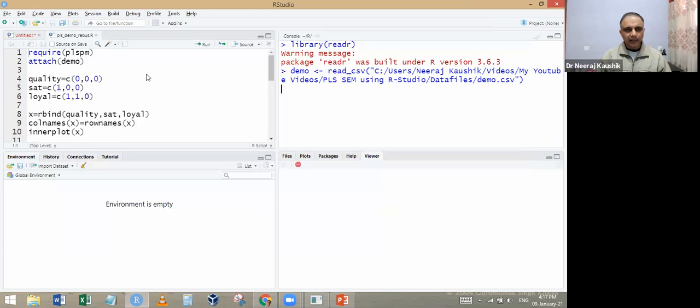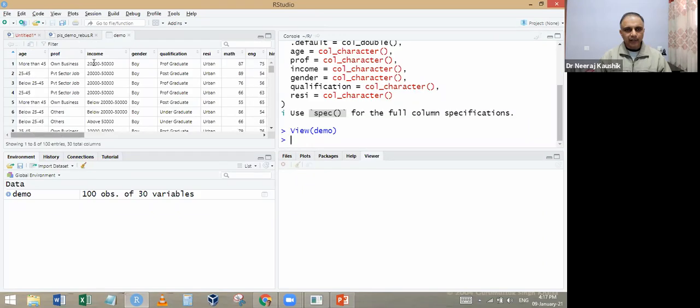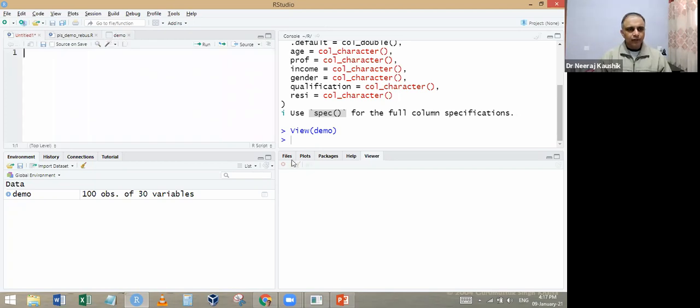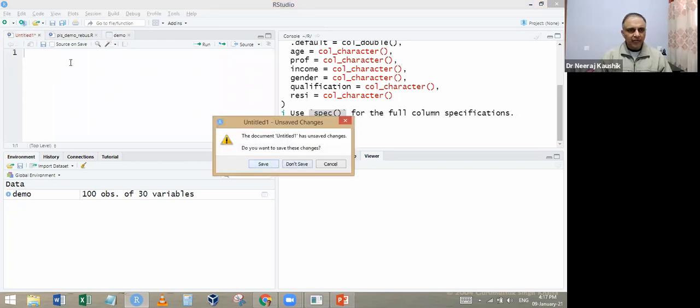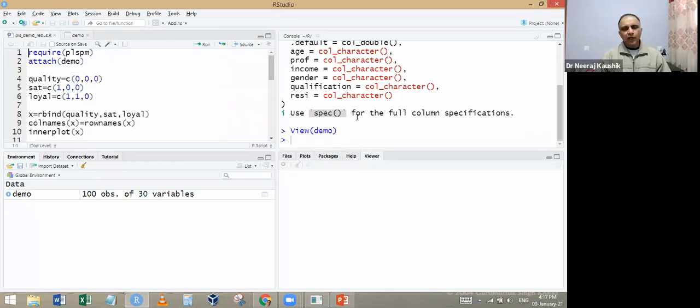I can see it just like an Excel-like format. I can see the last variable is behavioral intention, etc. Okay, this is the case. And the first ones are age, profession, income, gender, and so on. Okay, so let me go for the PLS demo, this one.